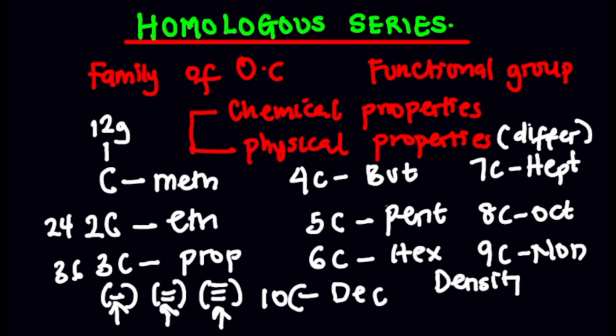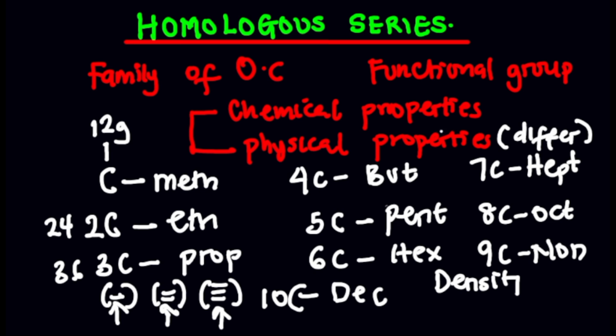So homologous series basically are families of organic compounds that have the same functional group. Right? The number of carbon atoms might be different, which actually makes the physical properties different. But since they have the same functional group, they are going to have the same chemical properties. Right? So I'm going to talk about functional group in a separate video. But this is what I want you guys to understand when it comes to homologous series.